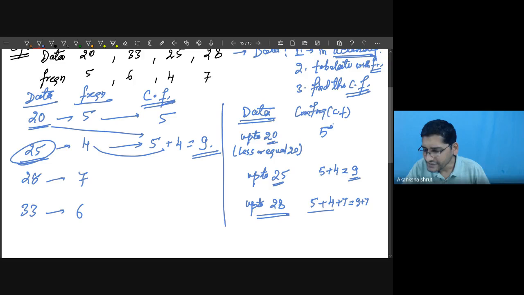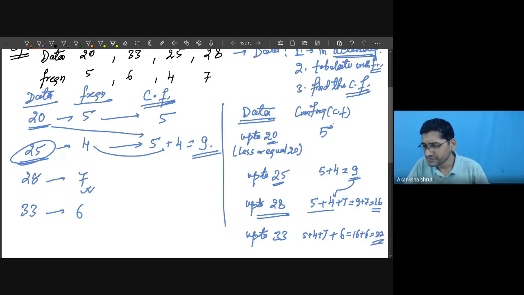Adding this, it is the same as 9 plus 7, which is 16. The better way is just to take the preceding one and add the new data, rather than doing the calculation again and again. Then we have to go for up to 33. How much is that? All the previous, 5 plus 4 plus 7, and the new one is 6. The same as 16 plus 6, it is 22.